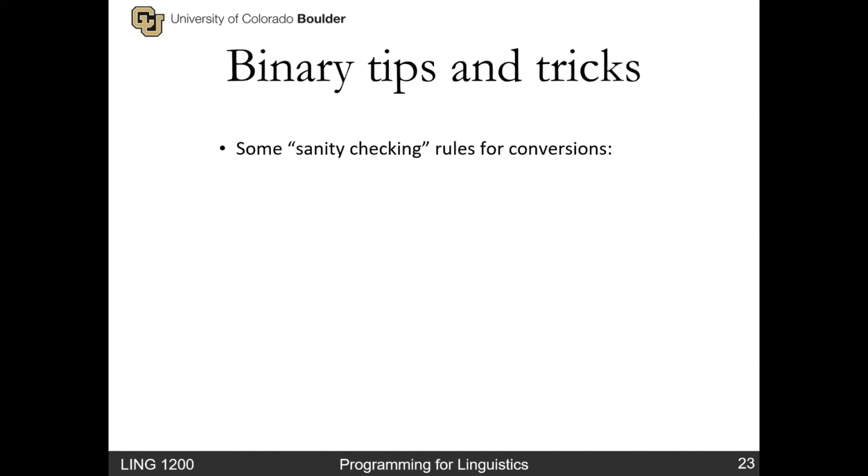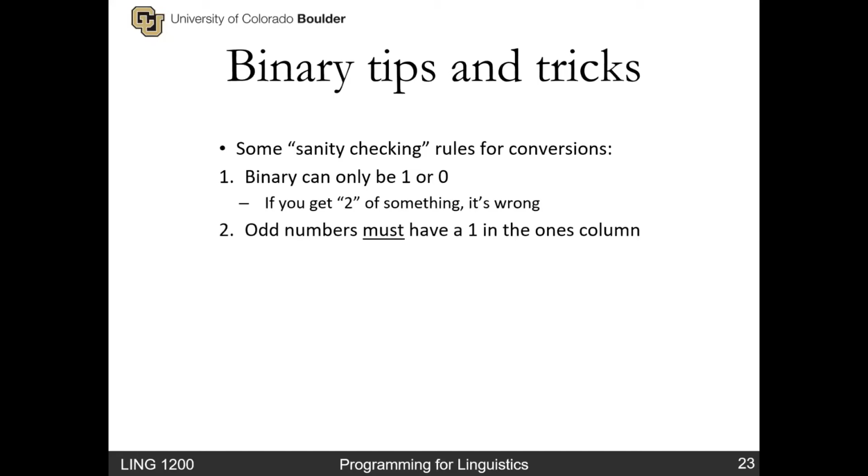So here are some sanity checking rules for conversions. Remember that binary can only be 1 or 0. So if you've got any other number in your binary number, it's not right. Another thing to remember as you're going from decimal to binary, or trying to figure out the value in decimal of a binary number, is that odd numbers will always have a 1 in the ones column. Think about that. Odd numbers in binary will always have a 1 in the ones column. So if you see a 1 in the ones column, it's going to be an odd number, right?